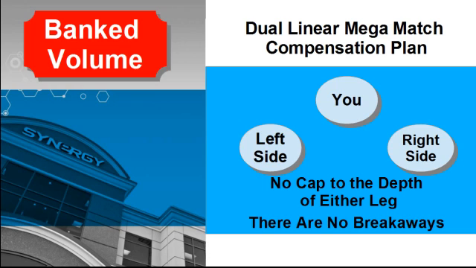Second, there are no breakaways. In some compensation plans, when those you sponsor reach certain levels, they break away from you and you lose their volume. Not so in Synergy Worldwide. People underneath you can grow as large as possible and they still remain in your Synergy organization, as well as all the volume that is being created. As long as you maintain an active auto ship, you never have to worry about losing your organization.